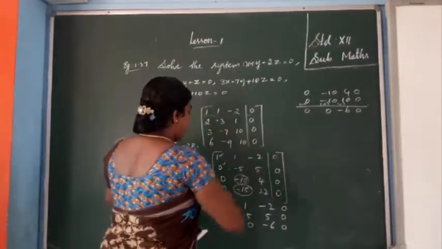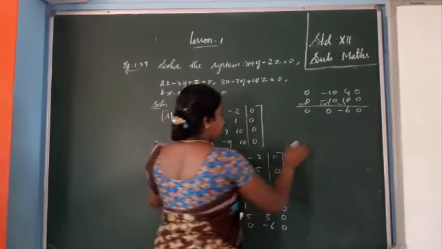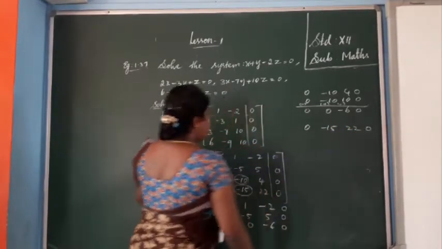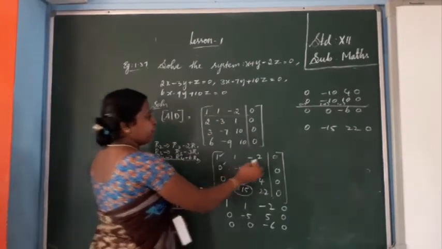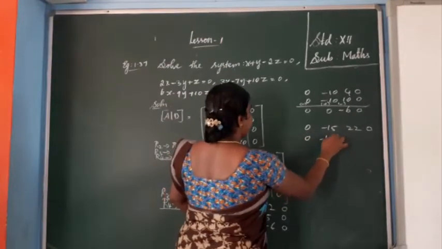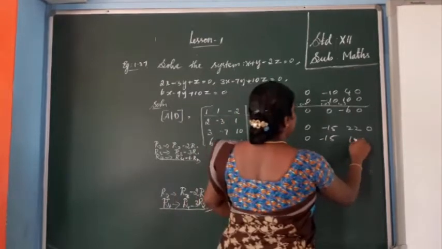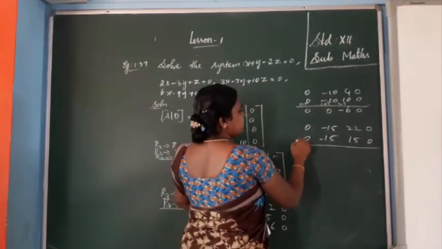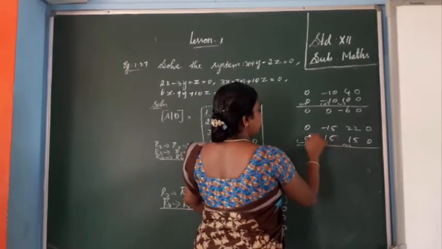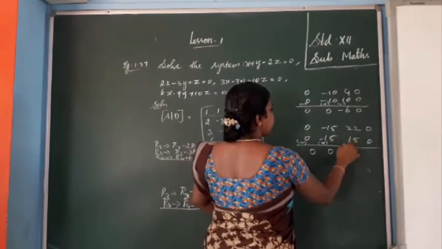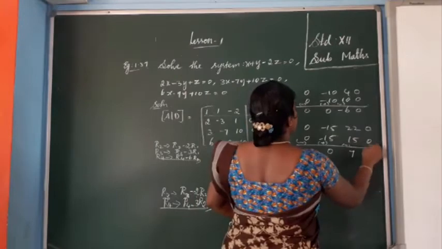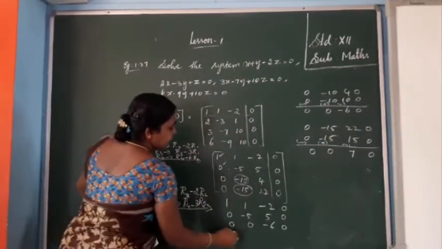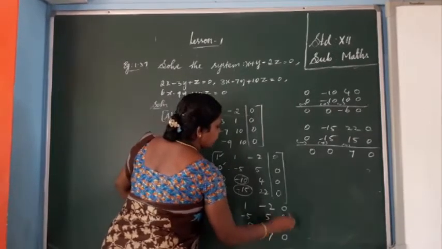R4 gives R4 minus 3R2. Here R4 is 0, minus 15, 22, 0. So R2 you have to multiply by 3. So 0 minus 15 is plus 15, 0. Then minus plus minus. 0, 0, 22 minus 15 is 7, 0. Now you have to write the values here: 0, 0, 7, 0.